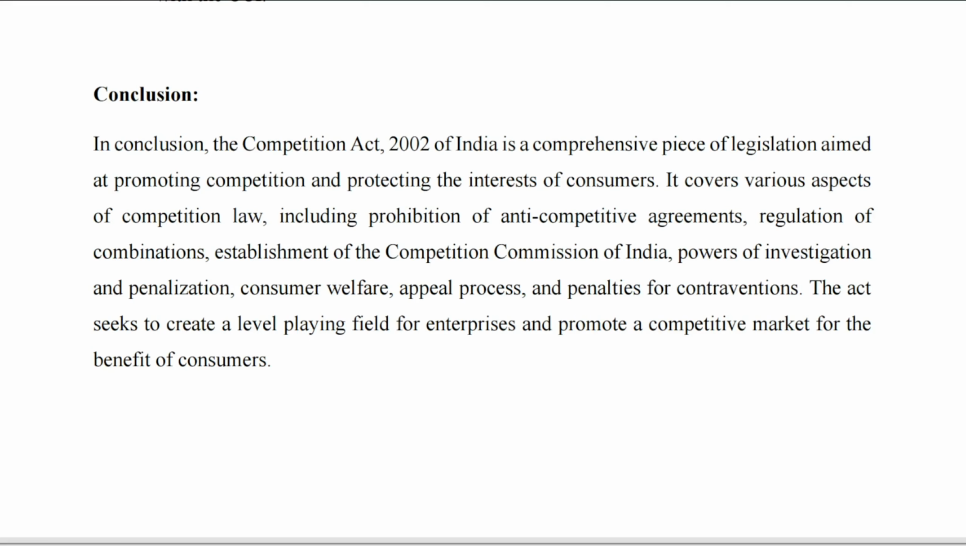The Act seeks to create a level playing field for enterprises and promote a competitive market for the benefit of consumers.